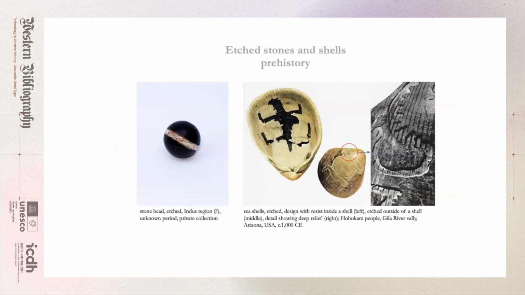A design of a lizard was painted with a resist, perhaps pitch, on the inside of a shell. When acrid fruit juice or vinegar is poured into the shell, the acid will dissolve the chalk around the image. After washing out the shell and removing the resist, a shallow relief will appear.